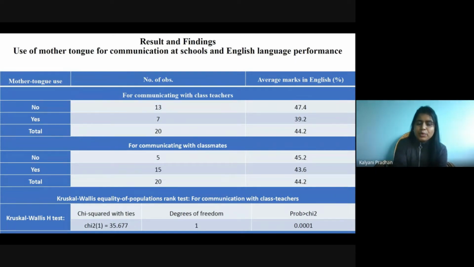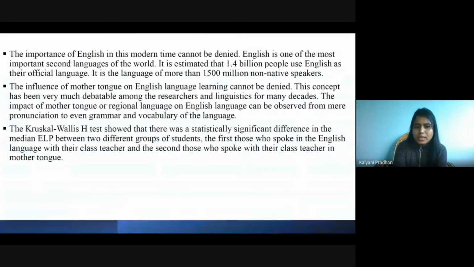The importance of English in this modern time cannot be denied. English is one of the most important second languages of the world. It is estimated that 1.4 billion people use English as their official language. It is a language of more than 1500 million non-native speakers. The influence of mother tongue on English language learning cannot be denied. This concept has been very much debated among researchers and linguists for many decades. The impact of mother tongue or regional language on English can be observed from mere pronunciation to even grammar or vocabulary of the language.